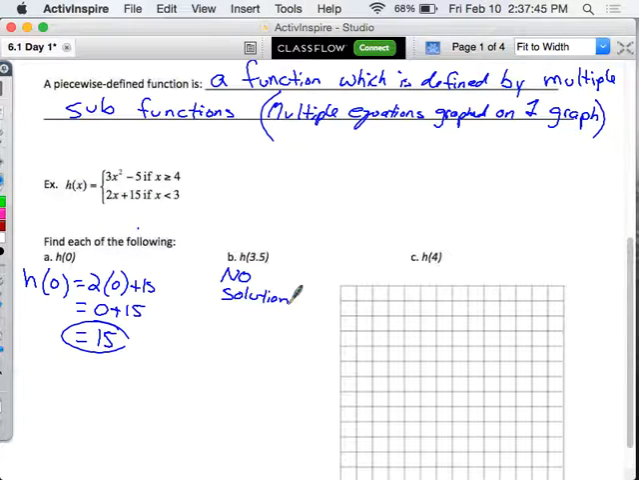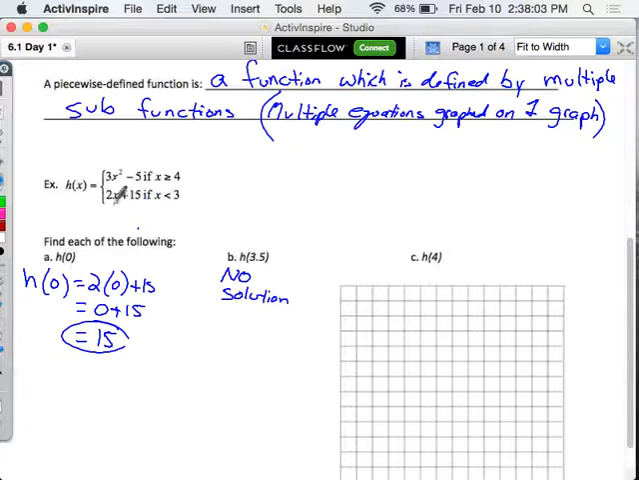Because 3.5 is not greater than 4, so we can't plug it in up here. And 3.5 is not less than 3, so we can't plug it in down there. So we don't have anywhere to plug it in, so it's a no solution. All right, the last one, h of 4.